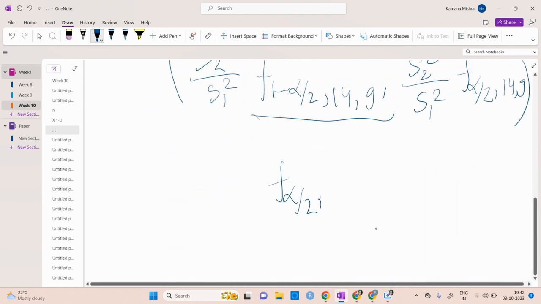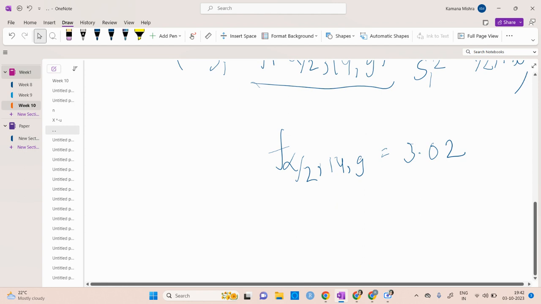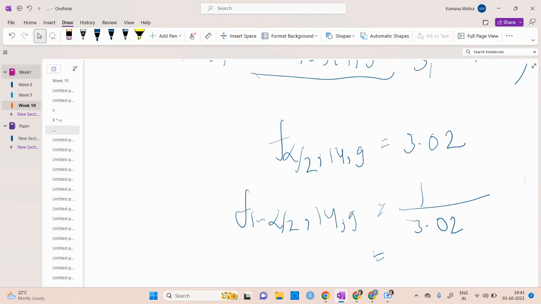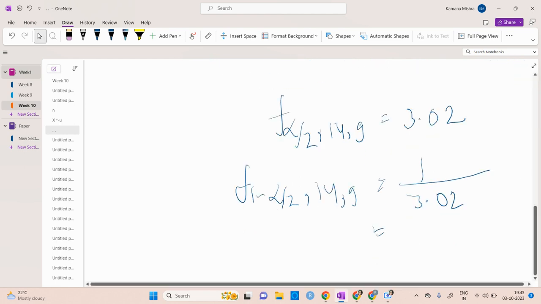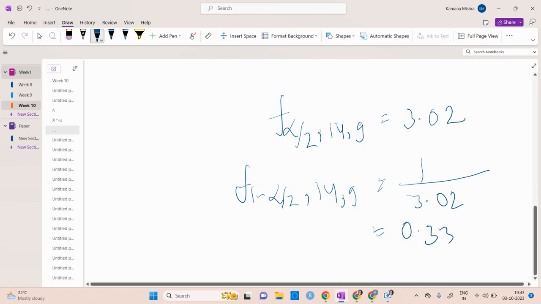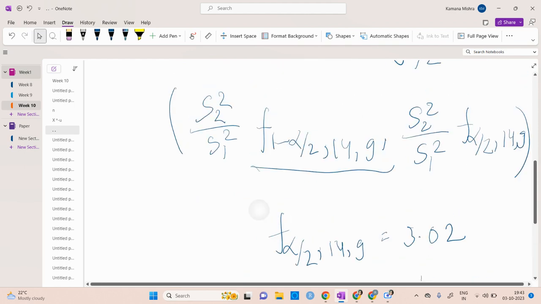Alpha by 2, 14 comma 9. This one is 3.02. So F1 minus alpha by 2, that is 1 minus alpha by 2, 14 comma 9, will be nothing but 1 divided by 3.02, right? So 1 divided by 3.02 is 0.33, something like that, right? 0.33.